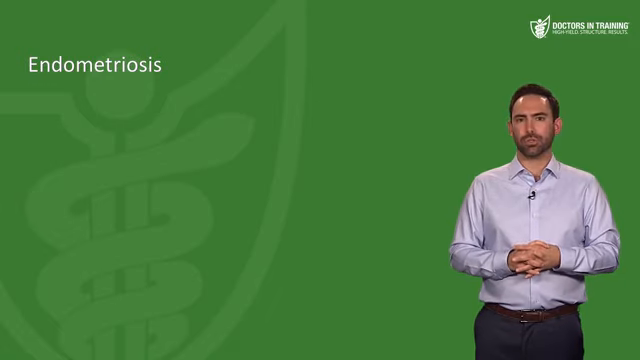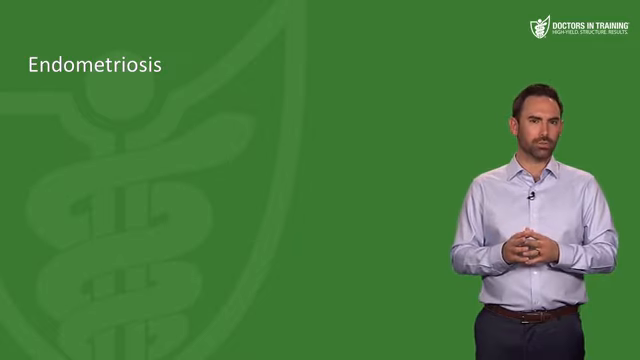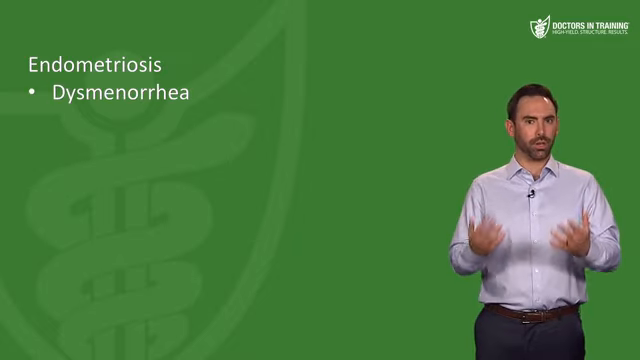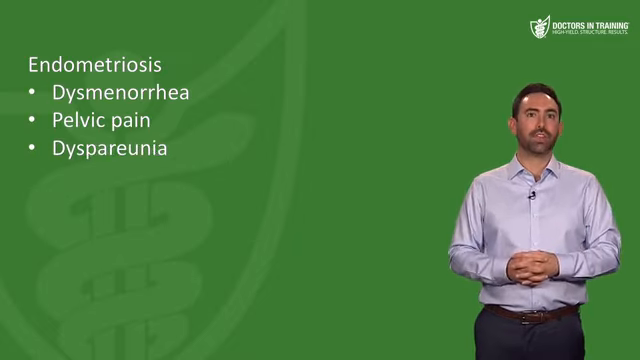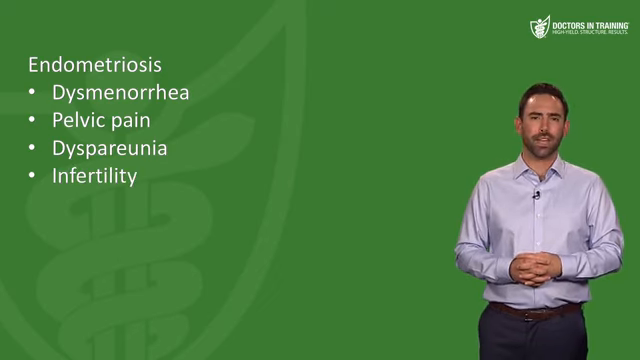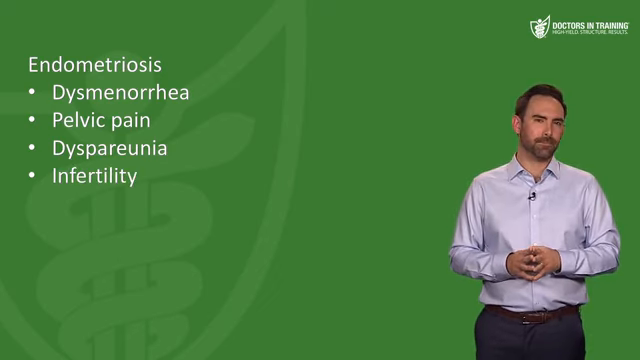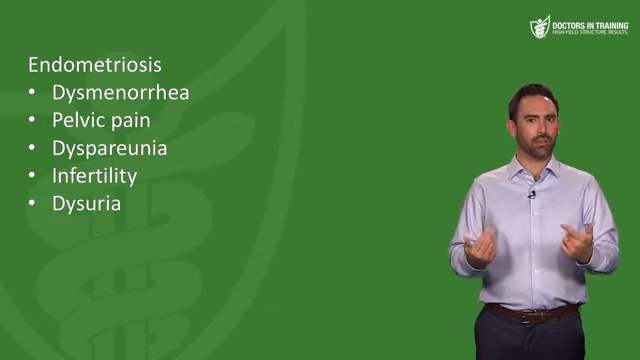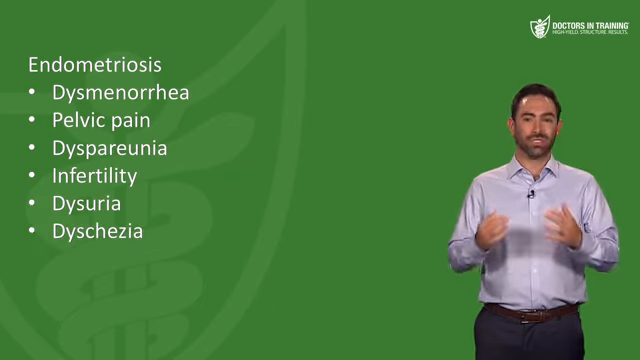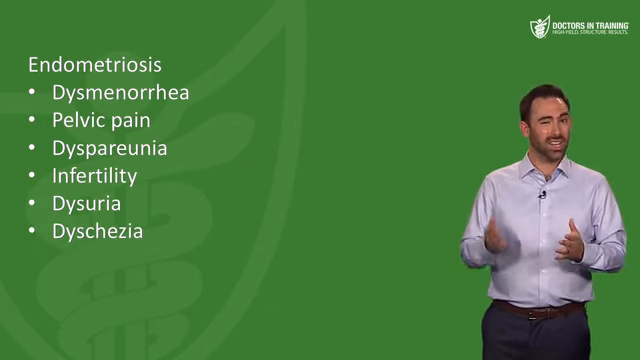The symptoms of endometriosis will depend on the location of the implants. The most common symptoms are dysmenorrhea, painful periods, pelvic pain, and dyspareunia, pain with intercourse. Infertility is another common complaint. And you can also have dysuria if the bladder is involved, or dyschezia, pain with defecation, if there is involvement of the bowel.